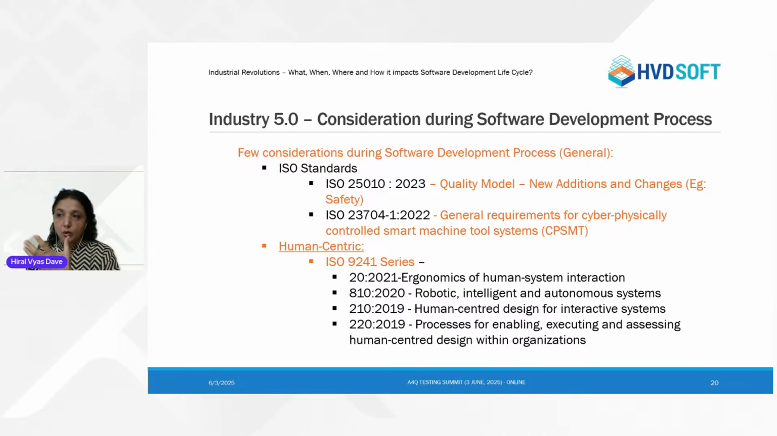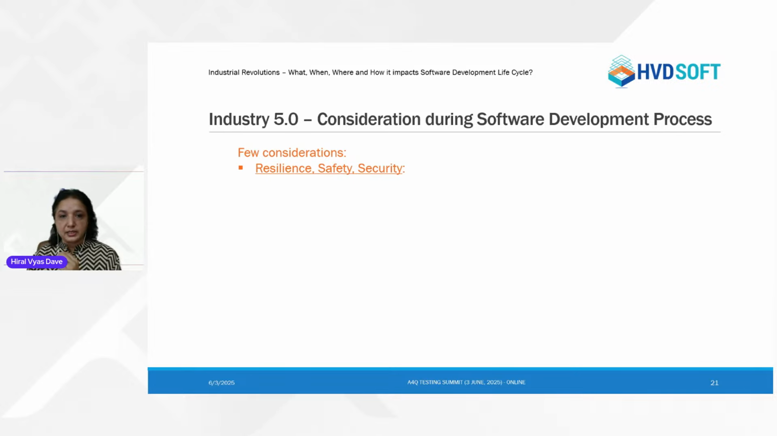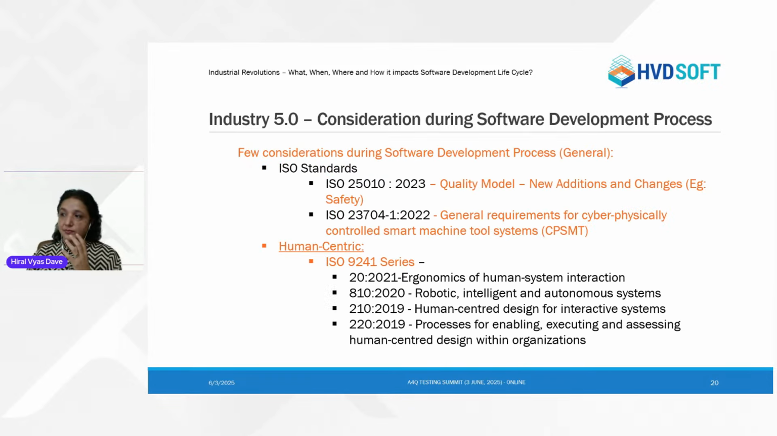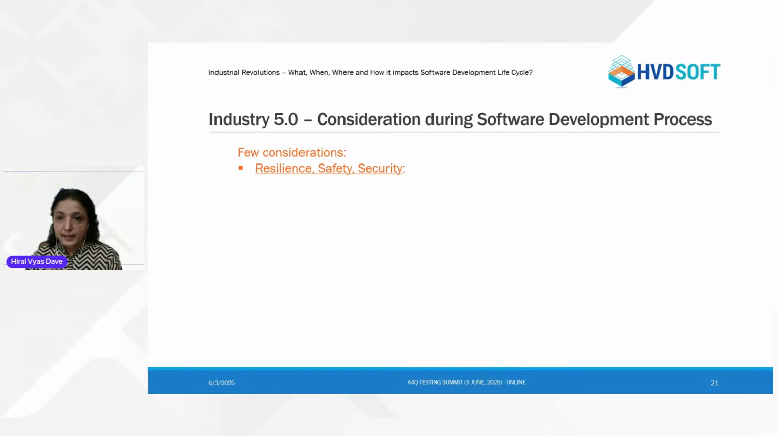So the whole ISO 9241 series is the human-centric approach, the standard for enabling, executing, and assessing human-centered design. Human-centered design is going to be very important for us in the near future. And so learning the 9241 series would be important before you start doing any testing plan.